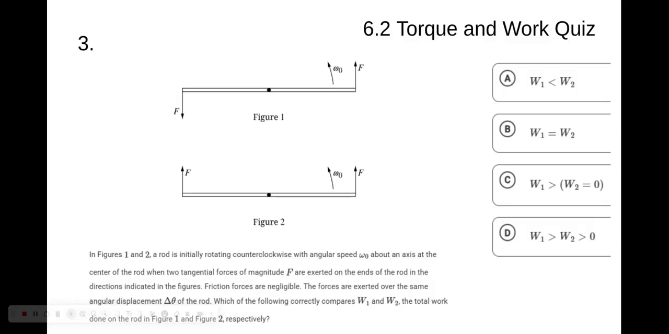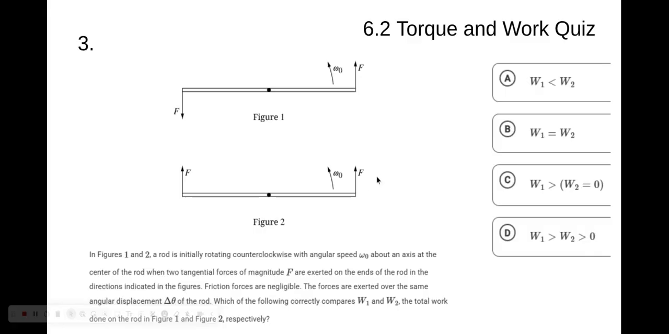The total work done on the rod, respectively. Well, if you take a quick look here, this force is being applied counterclockwise. It's spinning counterclockwise, okay? Here's the same force, but this one's going clockwise versus counterclockwise. If these two forces are equal, this thing will not rotate. If it doesn't rotate, then it has no work.